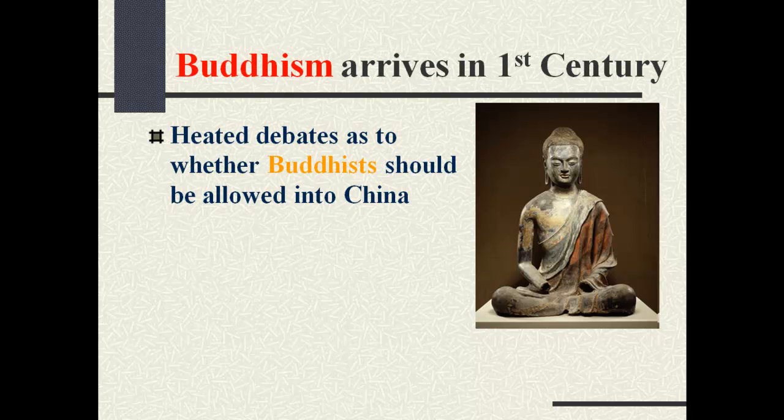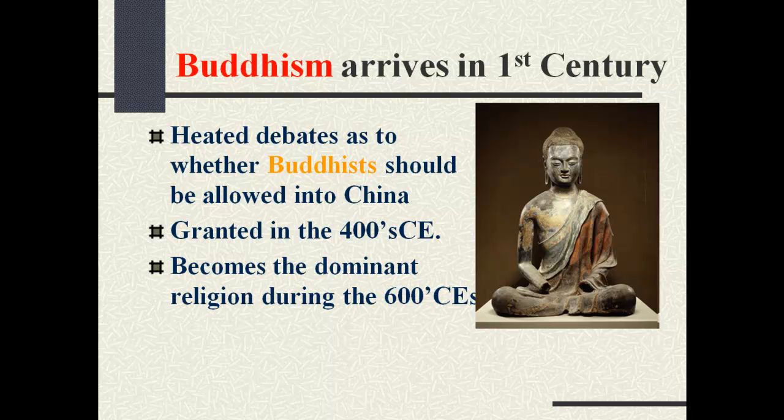Alright, Buddhism arrives in the 1st century. You have heated debates as to whether Buddhists should be allowed into China. It was granted in the 400s Common Era. It becomes a dominant religion during the 600s Common Era.